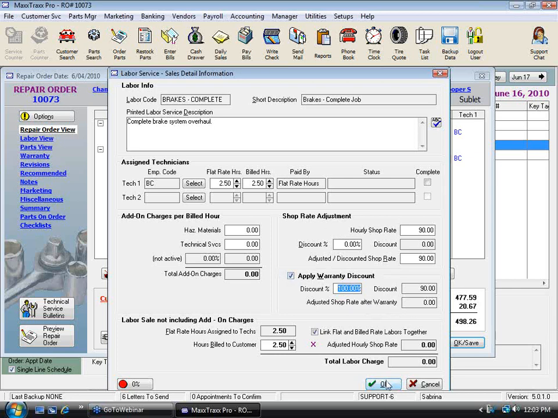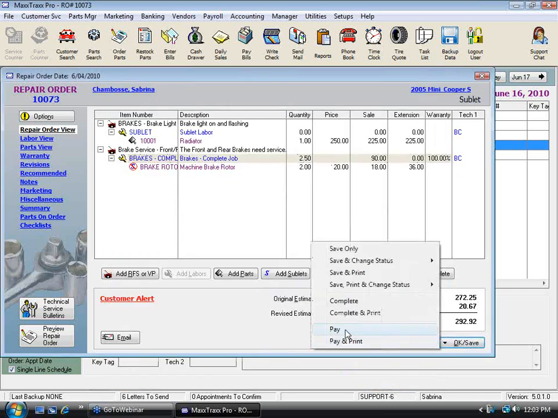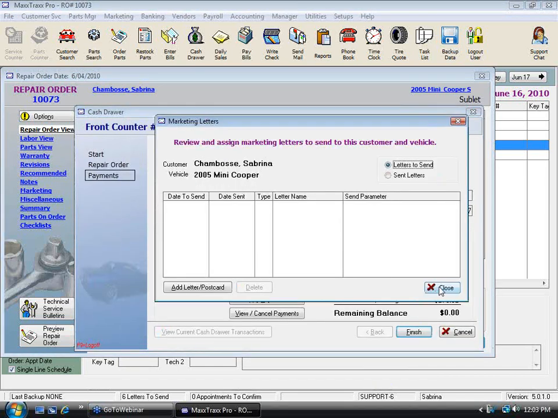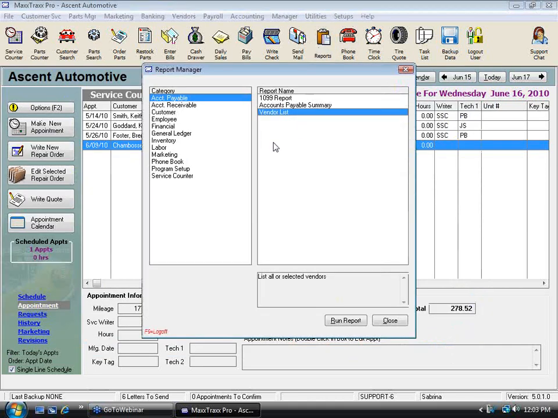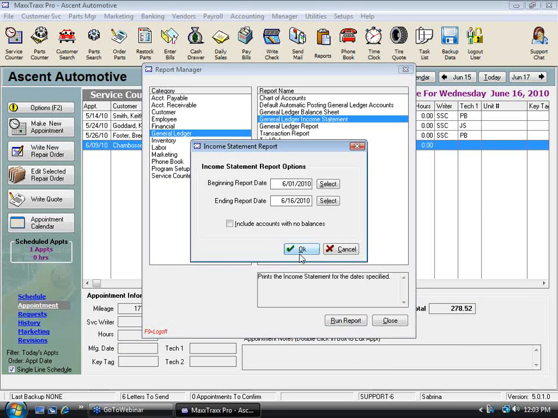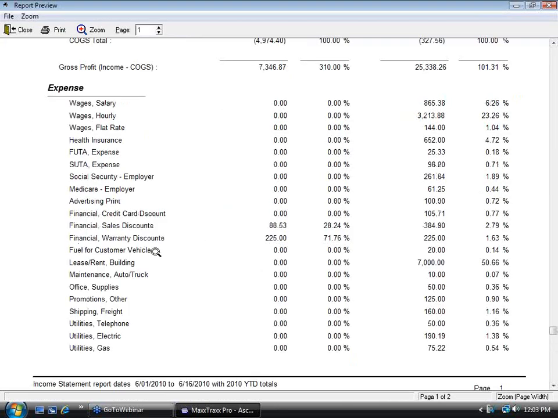So I'm discounting this out 100%. So we're going from $498 to $292. We're talking about a happy customer. So let's apply that. That's good. This is just an example. So now when we are looking at our report, general ledger, love real time. Now when I look at my expenses, I have this financial warranty discounts. So what is warranty discount? It is an expense just like your rent, just like rent.